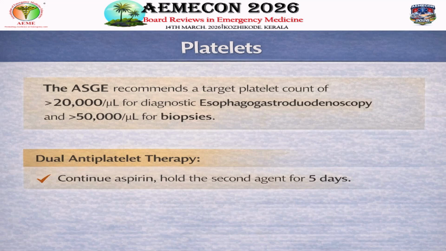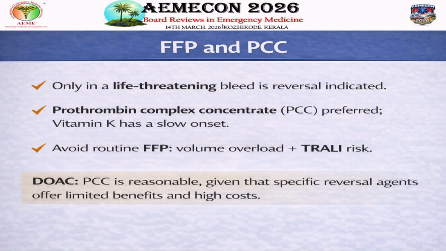The American Association says that if the platelet count is more than 20,000, proceed with endoscopy. Biopsies, though, I mostly don't think we are doing in EDs. FFPs and PCC only in life-threatening bleeding. Even if the patient has an INR of 10 or 9 or whatever it is, if the patient is not having any life-threatening bleeding, don't reverse it.